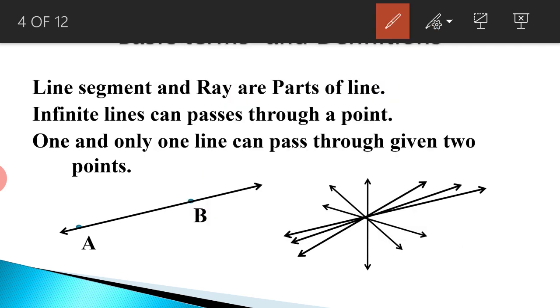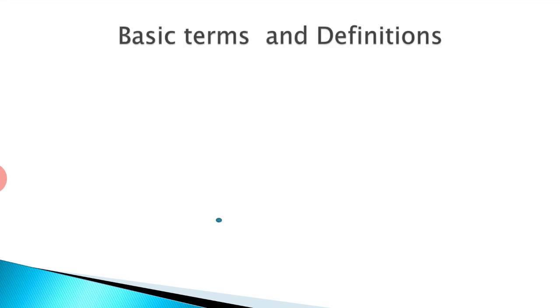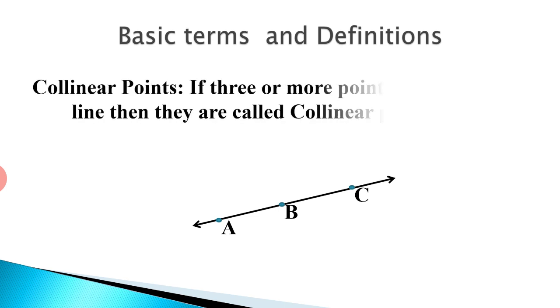Now let us go for some more important terms. If I draw a point A, a point B, and a third point C, and I am able to draw a single line through these 3 points, how many points am I talking about? 3 points, which is more than 2 points. If these points lie on the same line, then such points are called collinear points. If 3 or more points lie on the same line, then they are called collinear points.